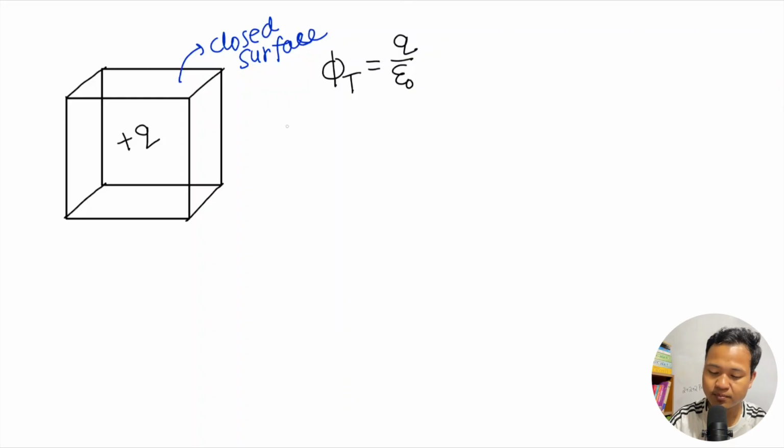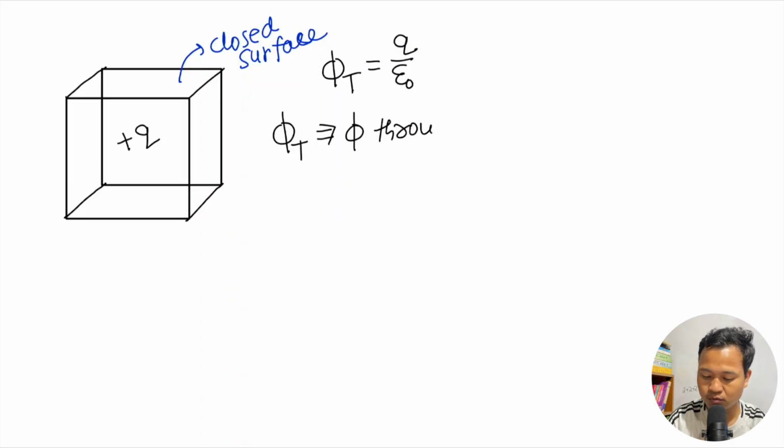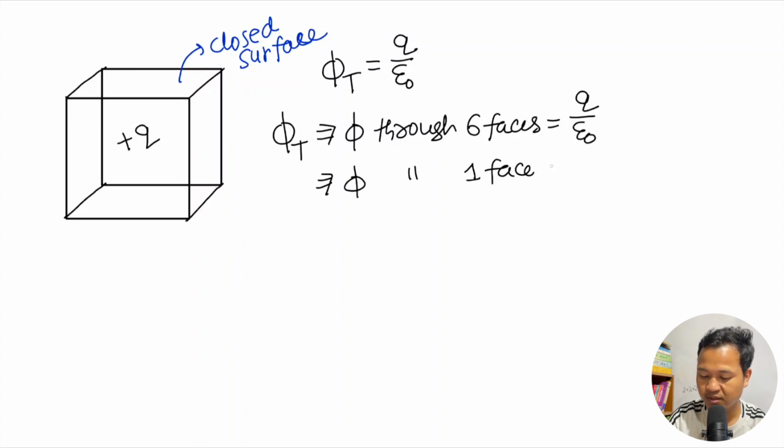Now phi total, the flux through 6 faces, is Q by epsilon naught. If I ask you what is the flux through one face, we divide the total by 6. It will be Q by 6 epsilon naught.